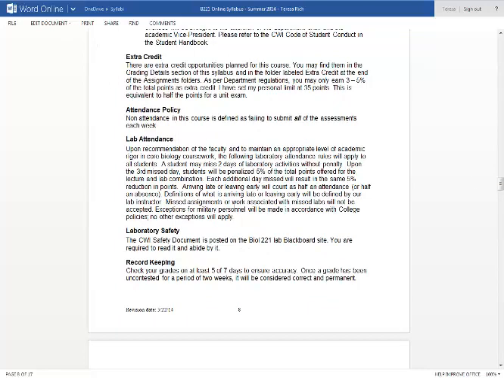Okay, I talked about extra credit, attendance. Attendance is defined as failing to submit all the assessments each week. So keep that in mind.